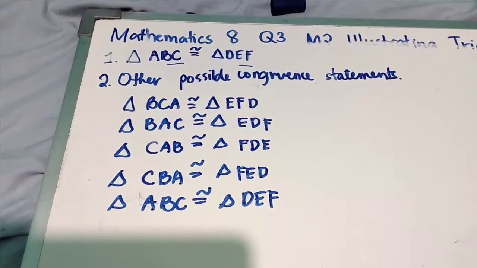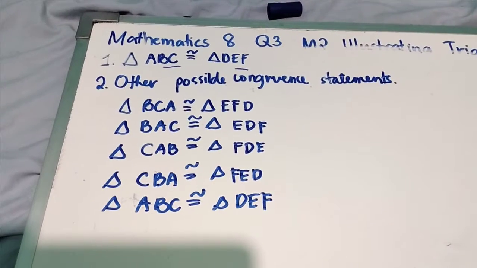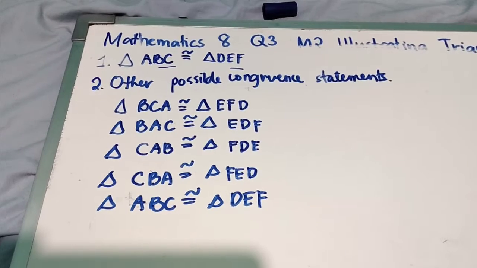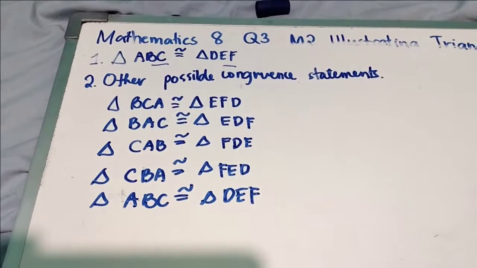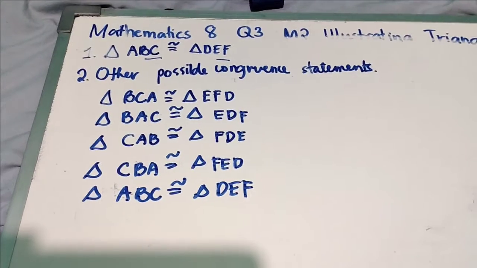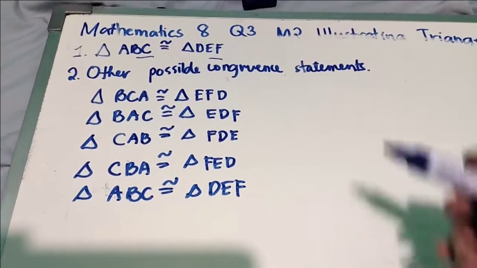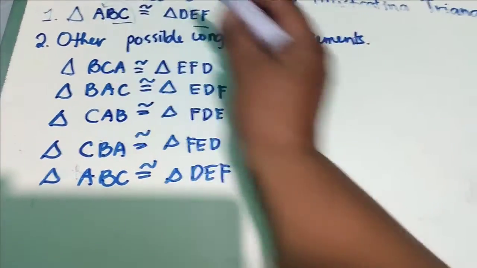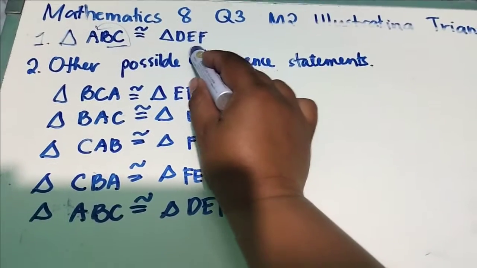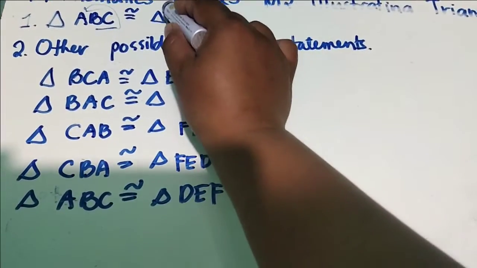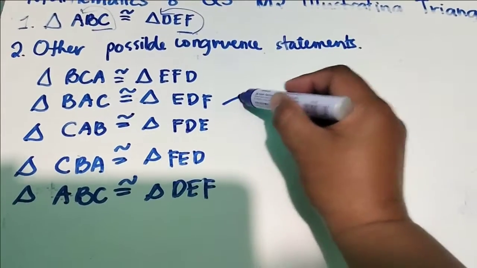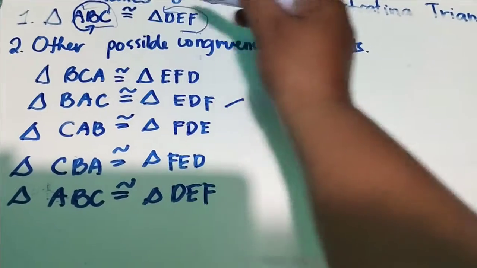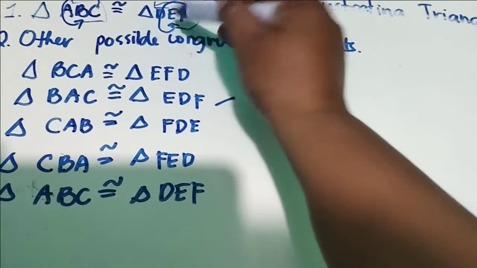Okay, for question number 2, we have there other possible congruent statements. Look at the first congruent statement, and that is triangle ABC is congruent to triangle DEF. Therefore, what I do is to assign places. Example, triangle BCA is congruent to triangle EFD. Okay, so this one. And then another one, triangle CAB is congruent to triangle FDE.